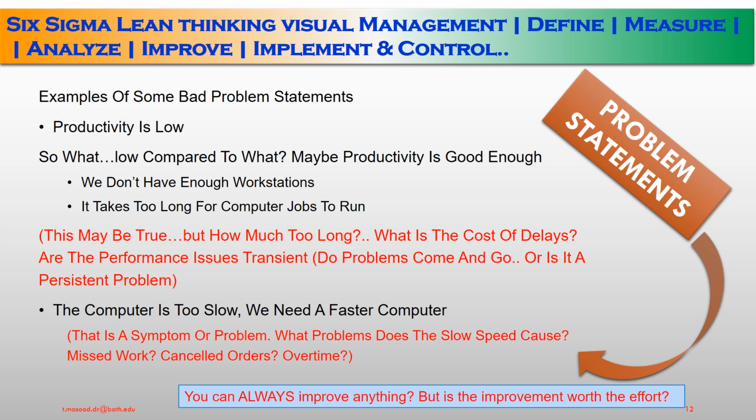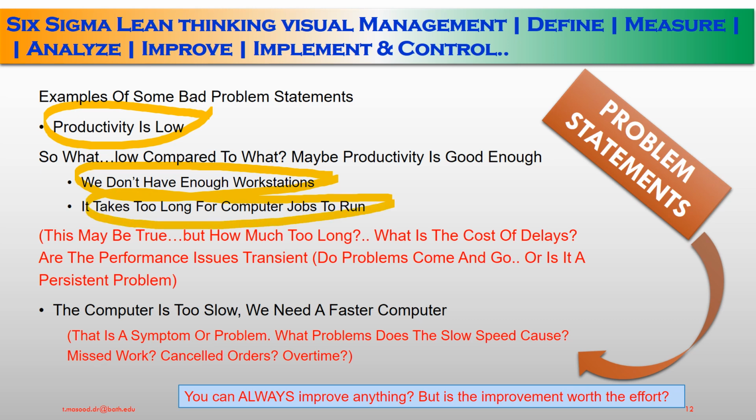On my next slide, examples of some bad problem statements. First, productivity is low. Low compared to what? Maybe productivity is good enough. Number one, we don't have enough workstations. Number two, it takes too long for a computer job to run. This may be true, but how much too long? What is the cost of delays? Are the performance issues transient? Do problems come and go, or is it a persistent problem?